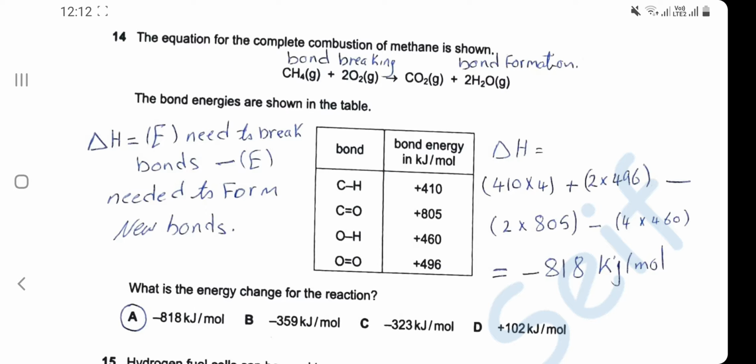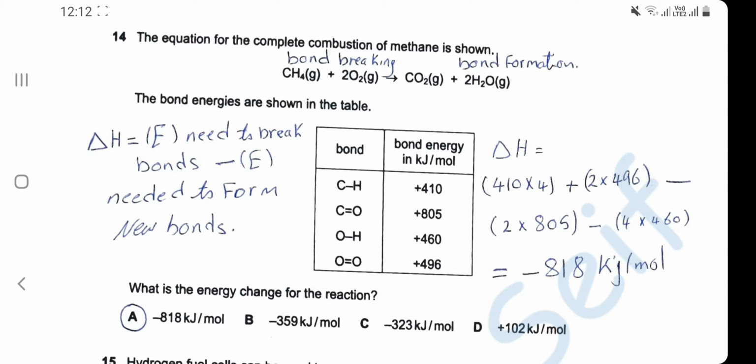We are adding them together, we will get energy needed to break the bonds minus the energy needed to form the bonds, carbon dioxide and water. In carbon dioxide we have 2 carbon oxygen double bonds, so we will multiply 2 by 805. In water, each water molecule has 2 OH bonds. Here we have 2 molecules, so we will have 4 OH bonds. We will multiply 4 by 460.